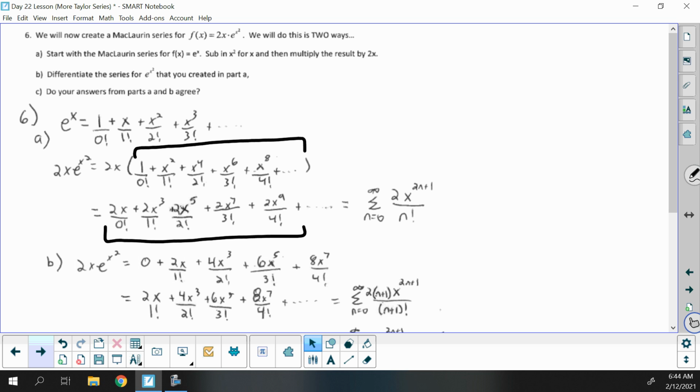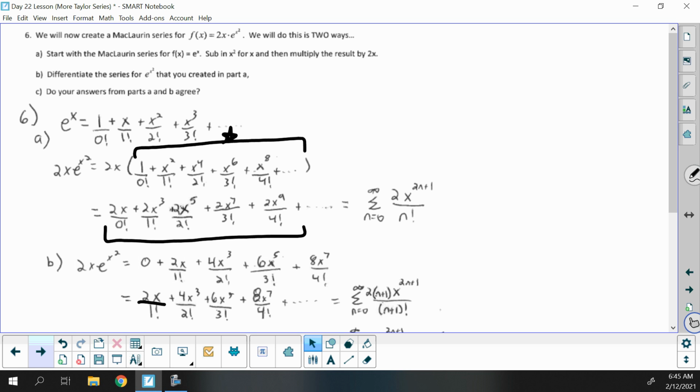The second way we're going to do it is we're going to differentiate e to the x squared, because e to the x squared's derivative should be e to the x squared times 2x. So this bracket here was our e to the x squared. Well, that first term is really 1. 1's derivative is 0. The second term, multiply the 2 out front, you get 2x over 1 factorial, and so on. Do the derivatives for each of the others.